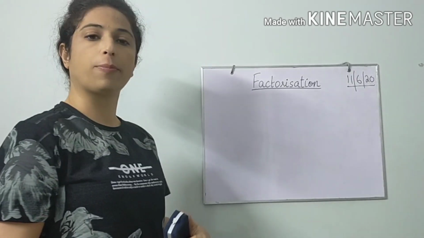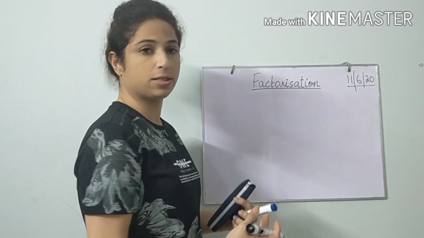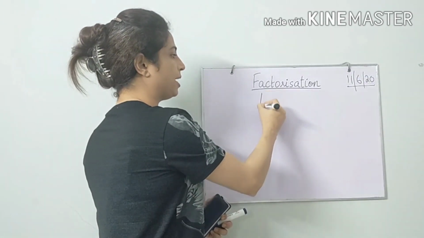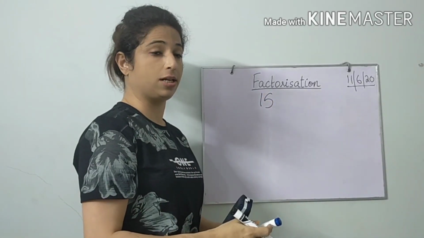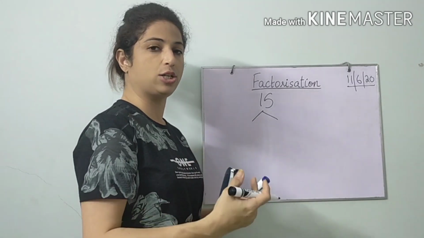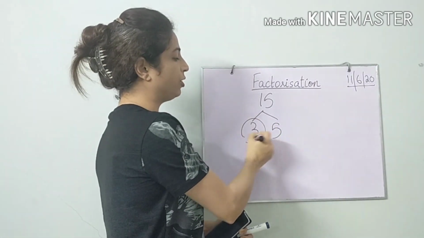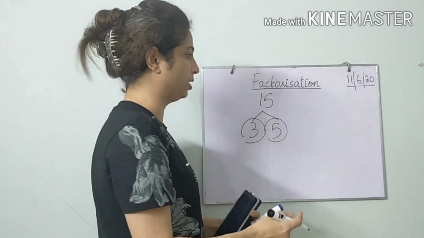So today the topic is factorization. Let's first understand what is meant by factorization. So say we have a number 15. What are the two numbers which, when multiplied with each other, give us 15? 3 and 5. So we'll say 3 and 5 are the factors of 15.